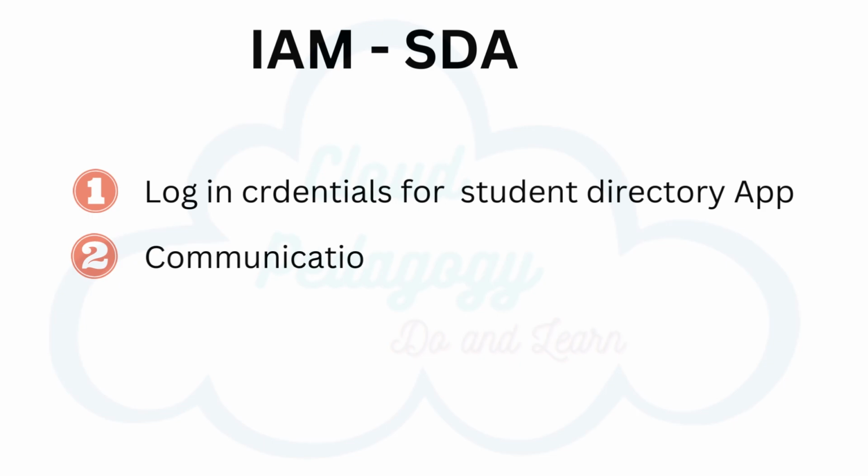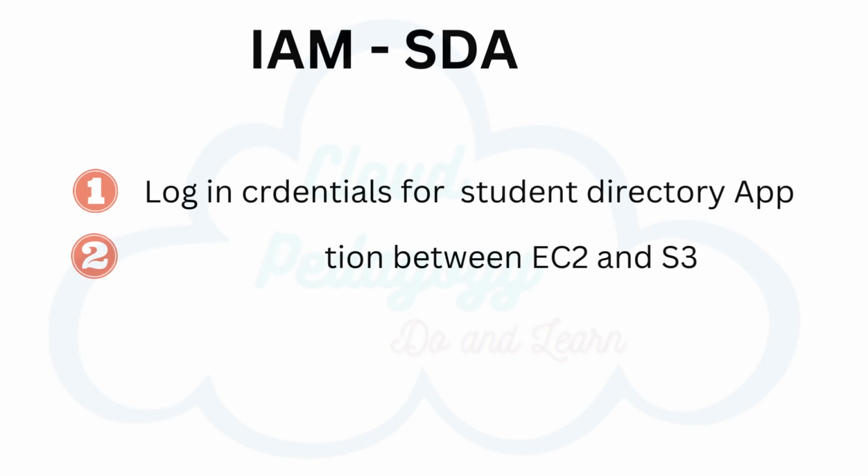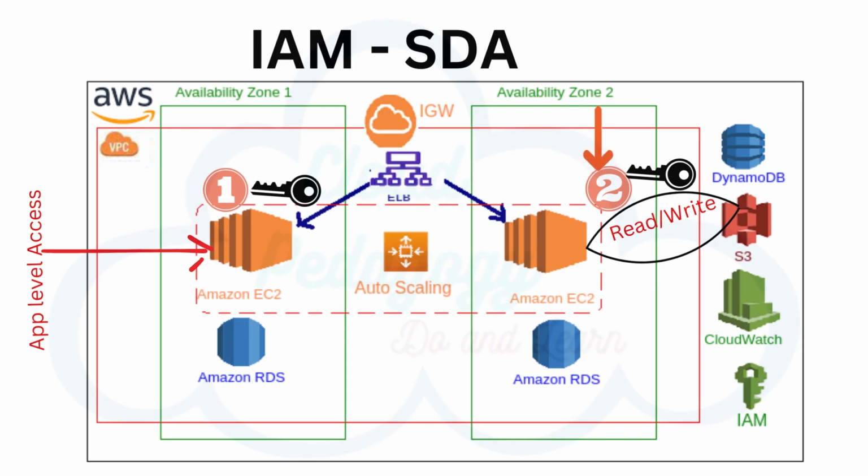Then there is the fact that we know the code running the student directory application is running on a virtual machine being hosted by the service Amazon EC2. That code will need to make API calls to the object storage service Amazon S3 in order to read and write data like images for the students. Well, here is the thing.